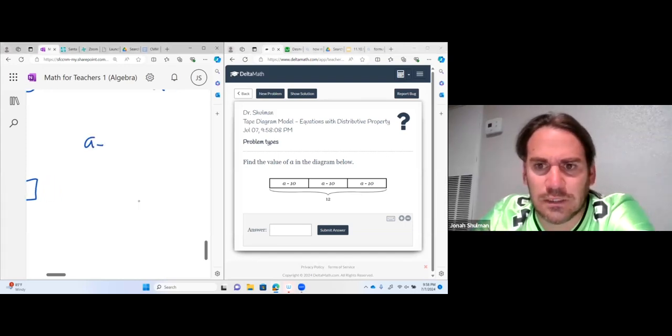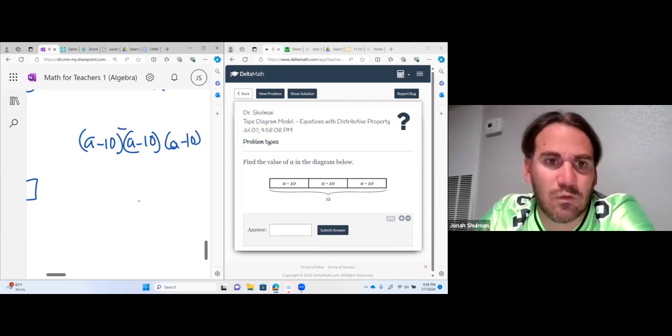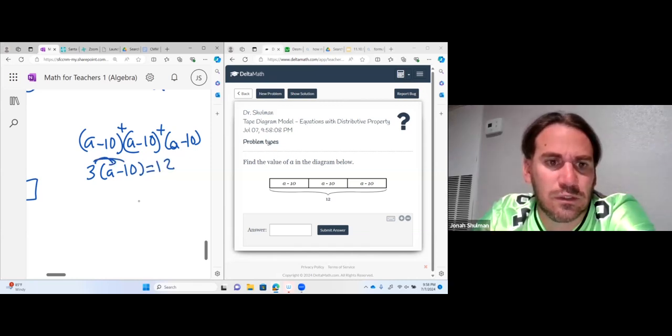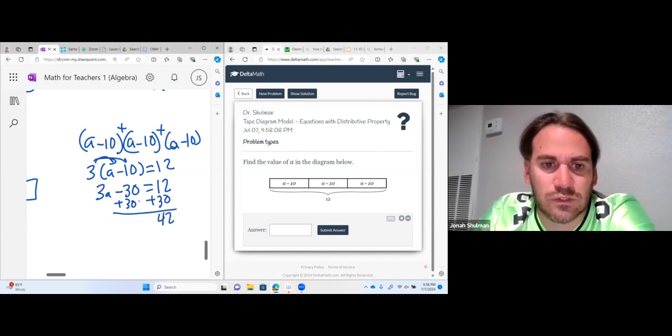So I have A minus 10, another A minus 10, and another A minus 10. Well, what's another way to write this? Because these aren't multiplied, they might seem that way, but these are being added together. So if I have 3 A minus 10s and that equals 12, the best thing I can do is distribute this. So that's 3A minus 30 equals 12. So all we have to do is figure out what A has to be. So we're going to add the 30 to both sides. So 42 equals 3A. Divide both by 3.